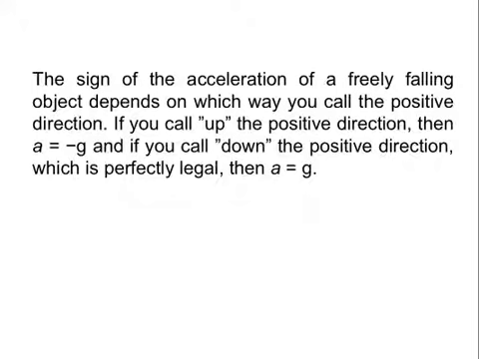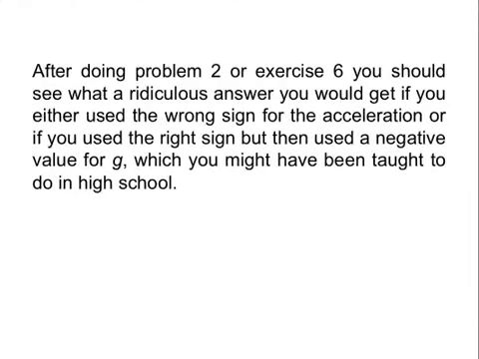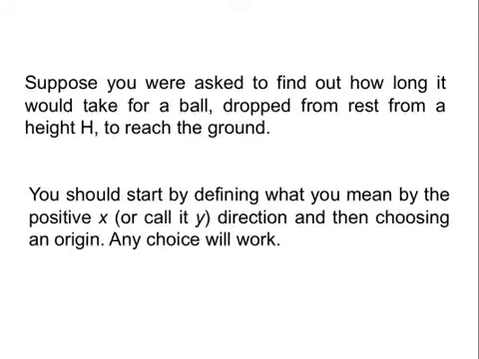The sign of the acceleration of a freely falling object depends on which way you call the positive direction. If you call up the positive direction, then a equals minus g. And if you call down the positive direction, which is perfectly legal, then a equals g. After doing problem 2 or exercise 6, you should see what a ridiculous answer you would get if you use the wrong sign for the acceleration, or if you use the right sign, but then used a negative value for g, which you might have been taught to do in high school.